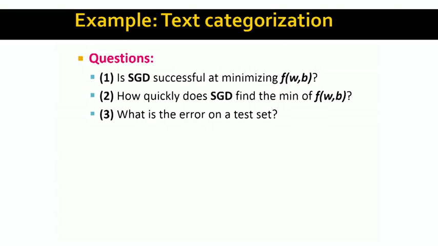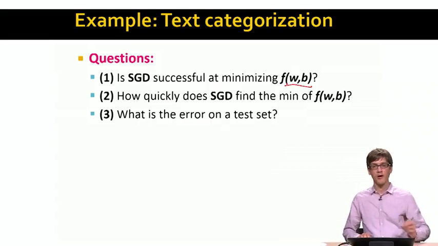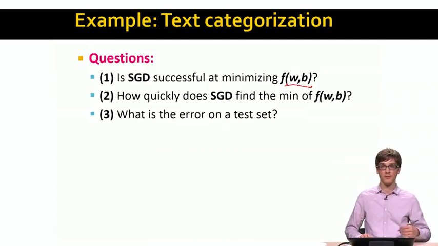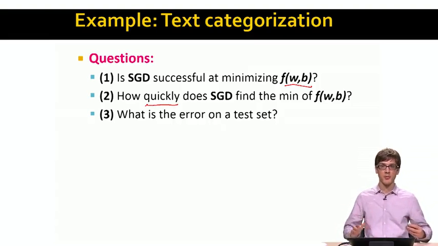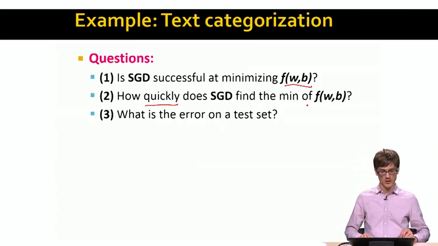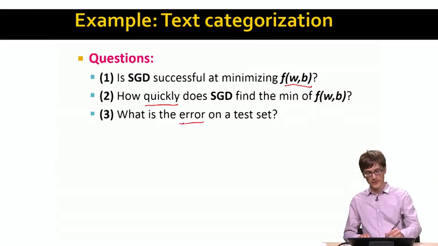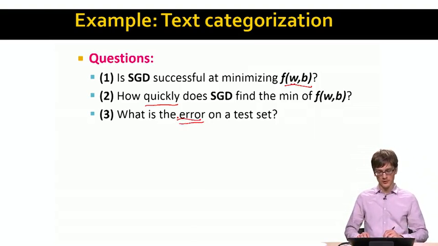There are three interesting questions that we may want to ask. First, does stochastic gradient descent really minimize our objective function? How successful is it as a method for finding the minimum of our objective function f of W, B? Second, how long does it take? How much processor time, how much wall clock time, does it take for stochastic gradient descent to find the minimum of the function? And then, of course, after we find this W, how well does this value of W generalize to future data? What is the error on the training data set?